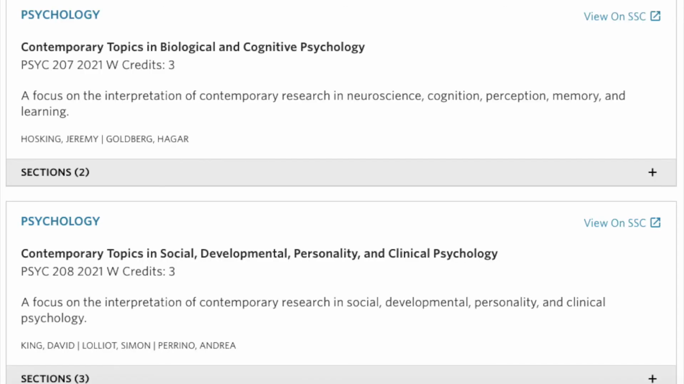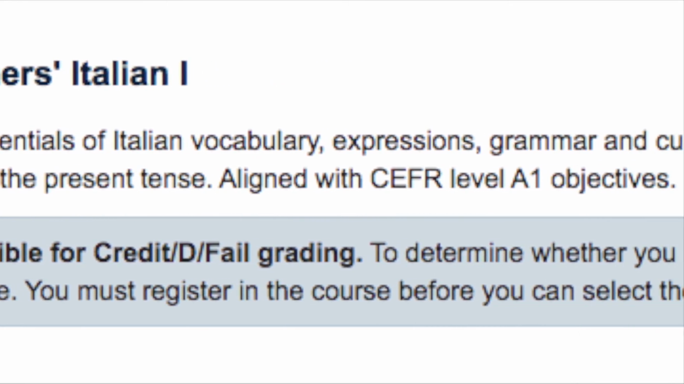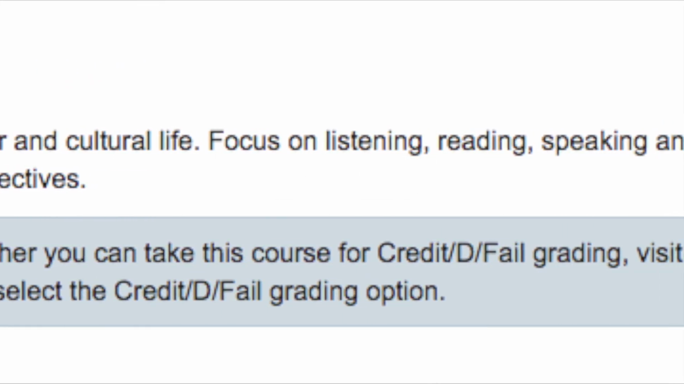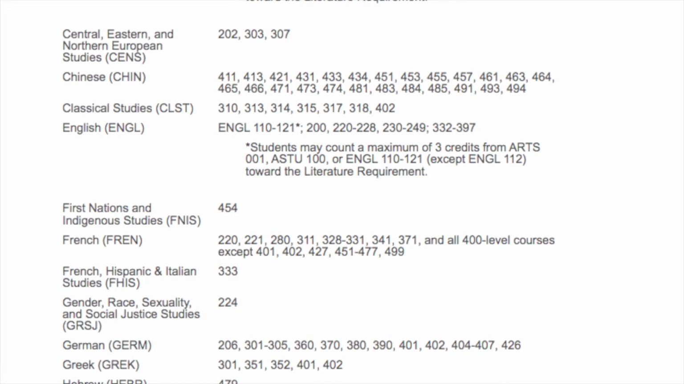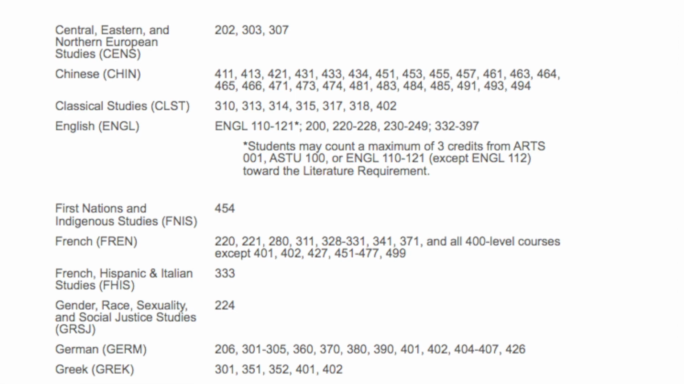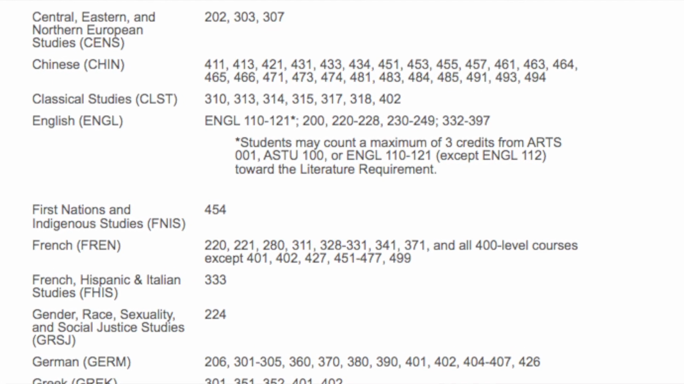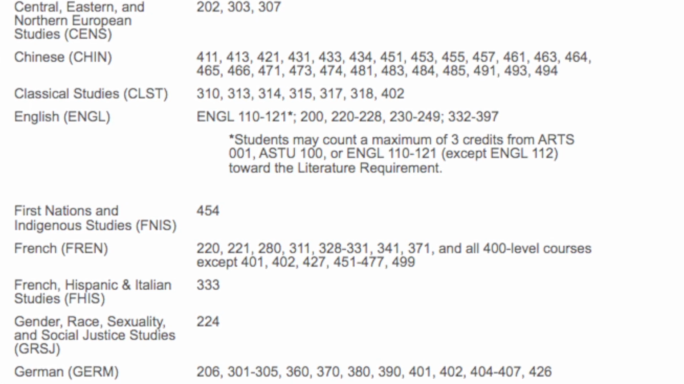Next, I picked Psych 207 and 208 because they are two classes that I'm actually able to take without any prerequisites. Next, I decided to take Italian 1. One of the requirements is to make sure that you're proficient enough in a language, which means getting up to a certain level of the course. Now came the difficult part. To fulfill my literature requirement, I searched and decided to take the Gender, Race, Sexuality, and Social Justice class for 2 semesters.